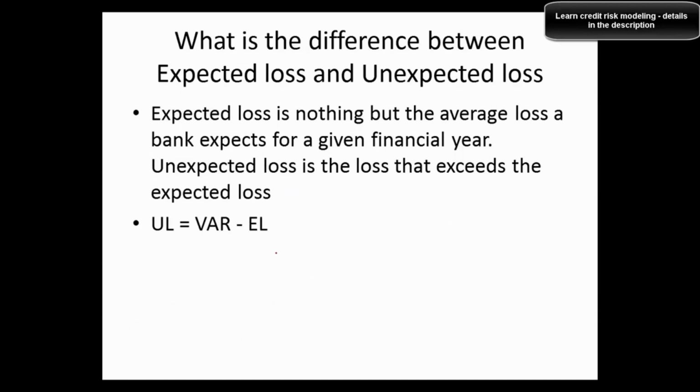What is the difference between expected loss and unexpected loss? Expected loss is nothing but the average loss a bank expects for a given financial year, something that it can calculate very easily. Unexpected loss, on the other hand, is the loss that exceeds the expected loss. You can't calculate it directly. Unexpected loss is just the value at risk, and if you take the expected loss out of it, you'll get the unexpected loss.